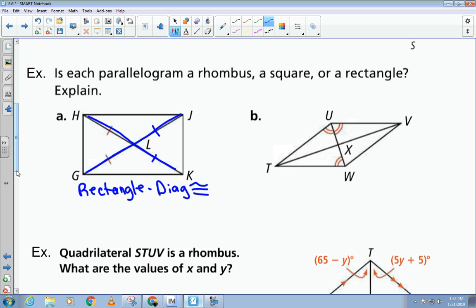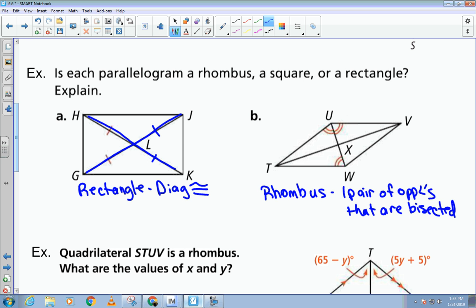Okay, what about B? It's a rhombus. Why? You have one pair of opposite angles that are bisected. One pair of opposite angles that are bisected. Okay, good.